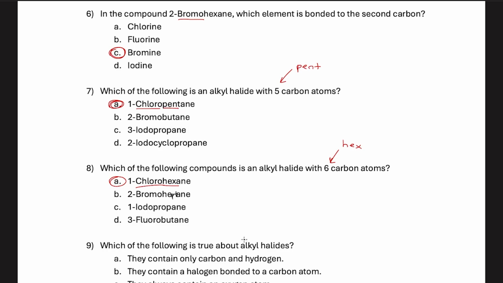Which of the following is true about alkyl halides? Number 1, they only contain carbon and hydrogen? Definitely not. The whole point is that they contain a halide. They contain a halogen bonded to a carbon atom? Well, probably. They always contain an oxygen atom? Definitely not. They're a type of alcohol? Definitely not. And so our answer choice is B.